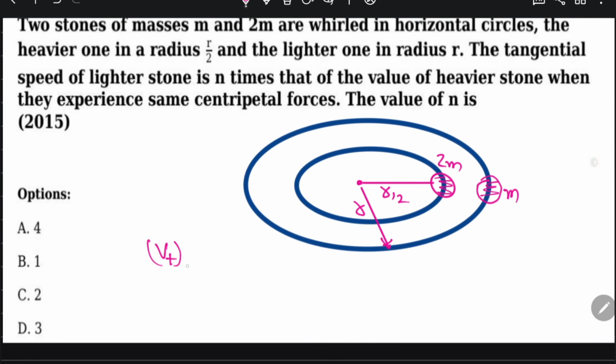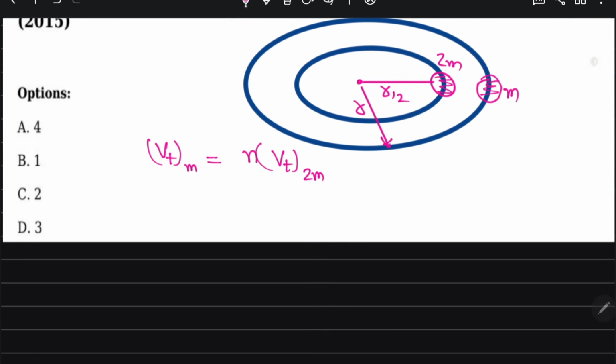The tangential speed of the lighter stone is n times the tangential speed of the heavier stone.